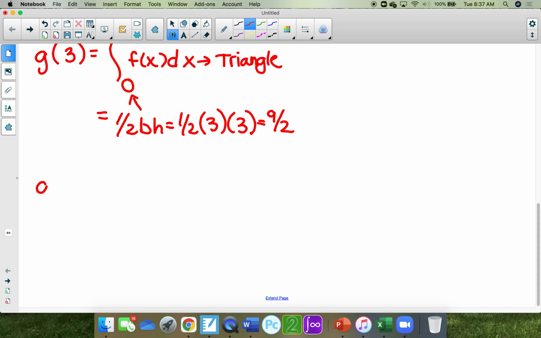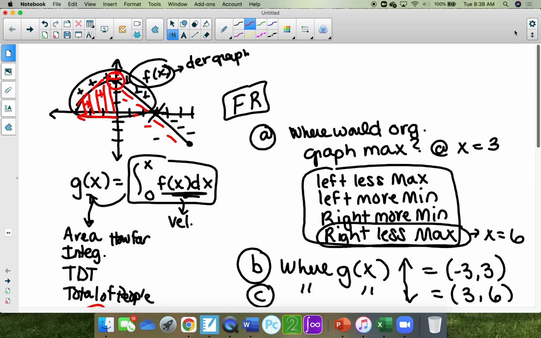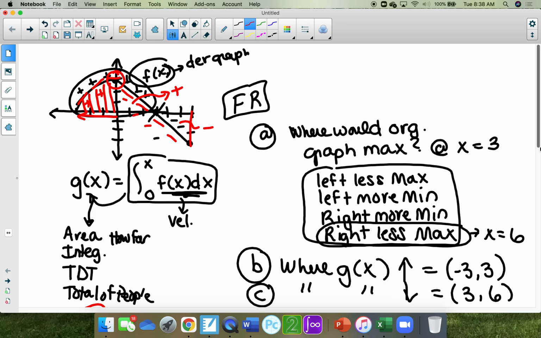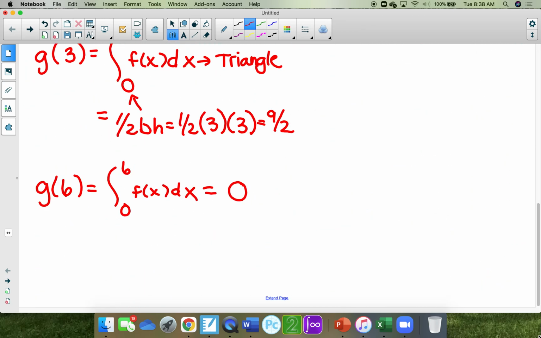Or they might ask you to find g of 6. They want you to do g of 6, the integral from 0 to 6 of f of x dx. From 0 to 6, the area is going to be 0, and just really quick, I can tell you why it's 0. Because this is going to be the positive answer, this is going to be the negative answer, and they make the same shape. So when you integrate from 0 to 6, it makes the same answer.